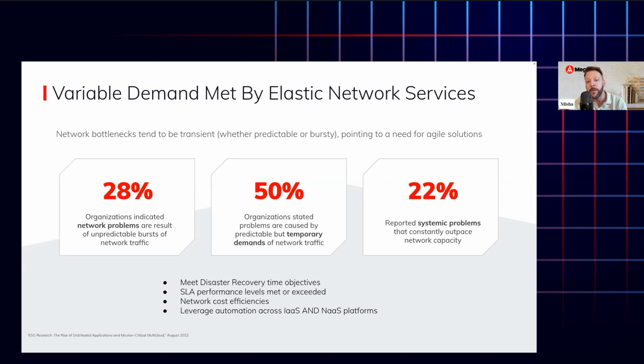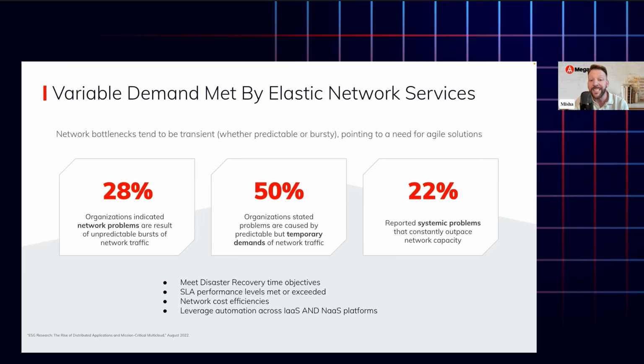So leveraging the flexibility of what we're going to go over in software-defined networking can allow you to make those necessary adjustments for bursty traffic flows. 50% of organizations stated problems are caused by predictable but temporary demands of network traffic. So being able to handle seasonality is a leading example here. We don't want to waste unnecessary capacity and pay for it when it is only needed during peak times. So how can you dial up and dial down network bandwidth becomes essential.